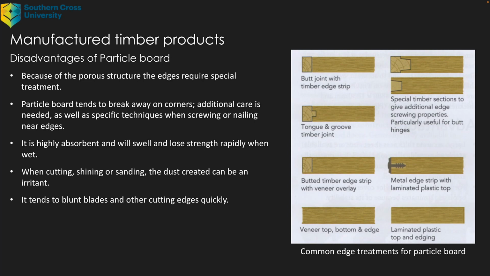There are some disadvantages. Because of the porous structure, the edges require special treatment. You've got to cover the edges, particularly where moisture is involved. Particle board tends to break away on corners, and so additional care is needed, as well as specific techniques when screwing or nailing near edges. It is highly absorbent and will swell and lose strength rapidly when wet.